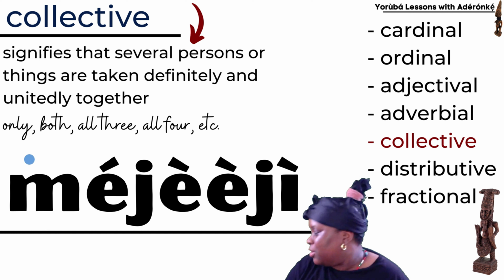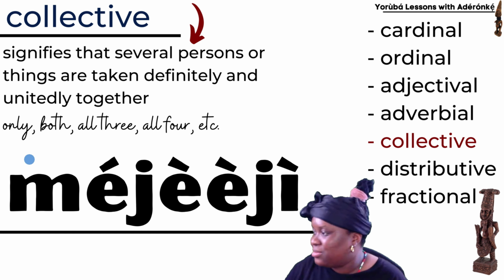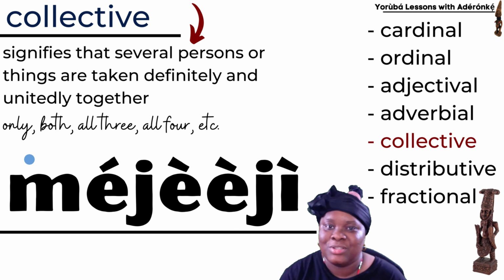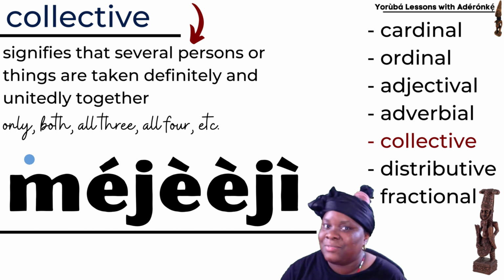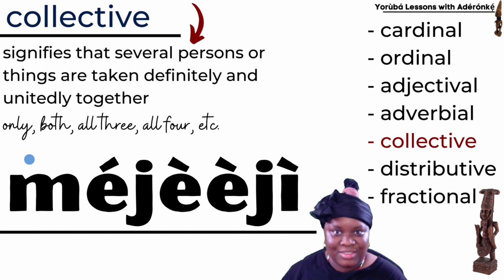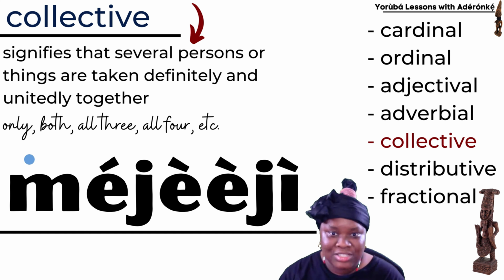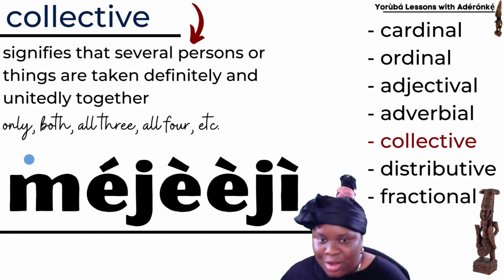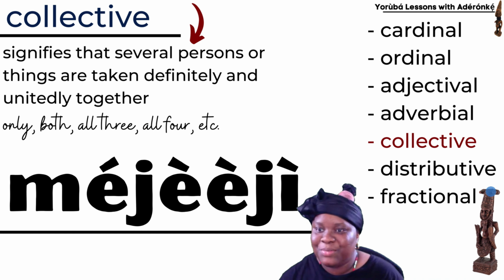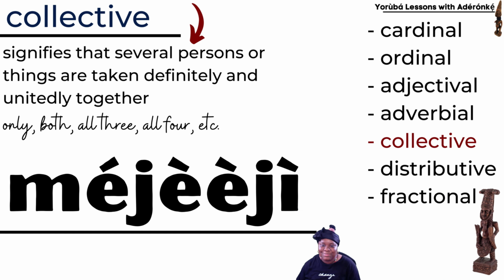If you're 2 people and you look around, or you both came together, you see another person who also wants to support you in getting the DVD, say both of us. Or if you're 3, all 3 of us want the DVD. Or if you're 4, all 4 of us want the DVD. Oh, it's a pity you couldn't see my hands. I was doing a lot of dramatizing with my hands. So all 3 of us, all 4 of us, all 5 of us, definitely and unitedly together, the collective.